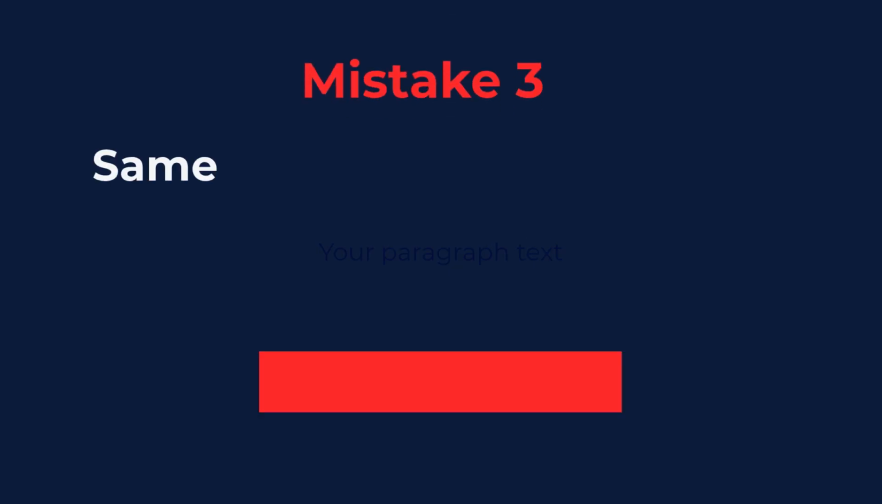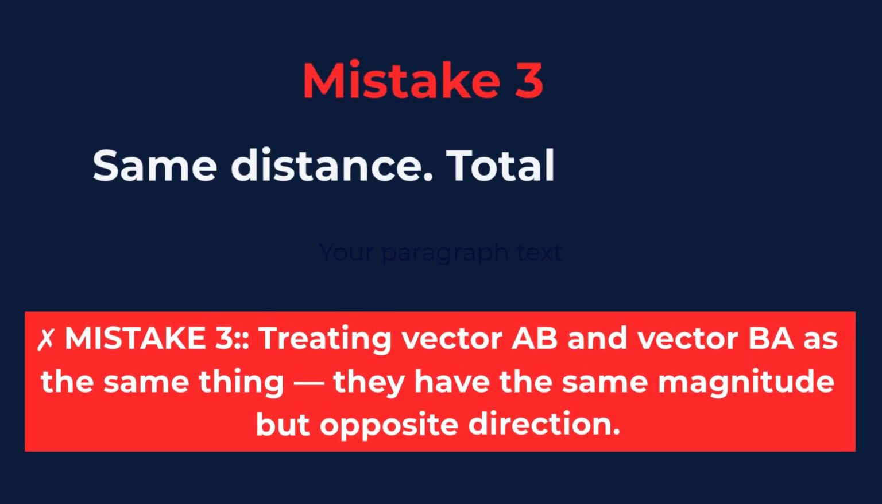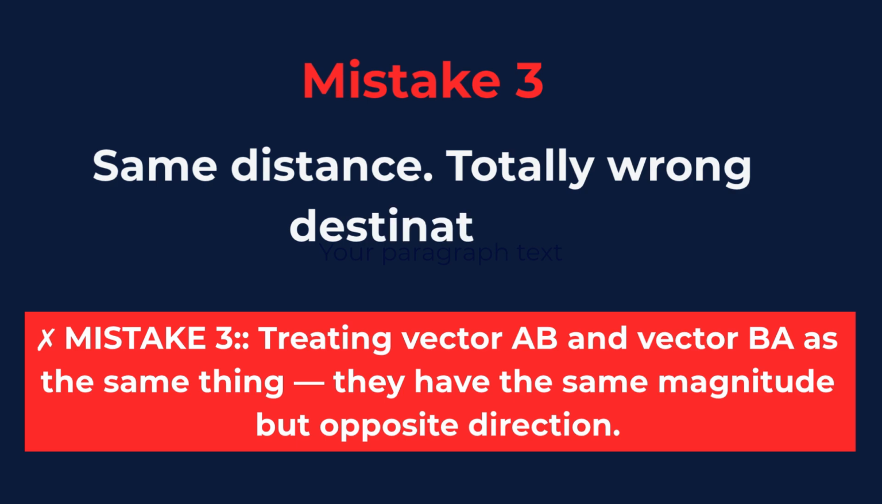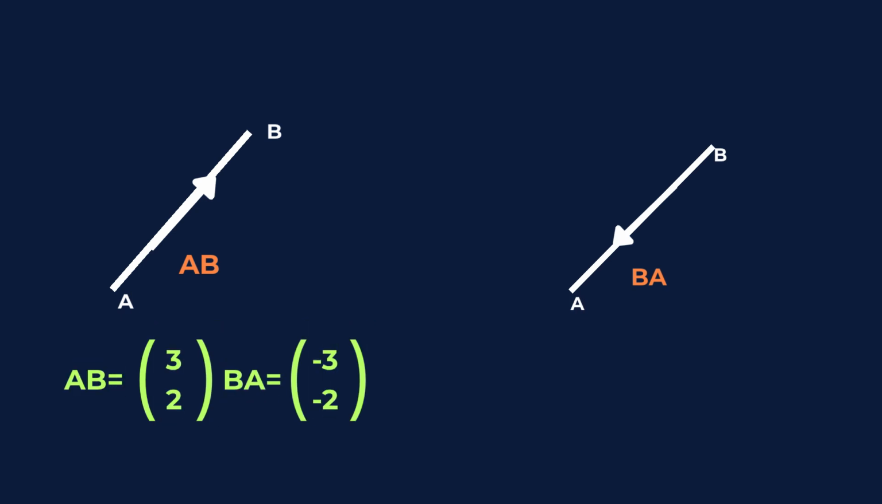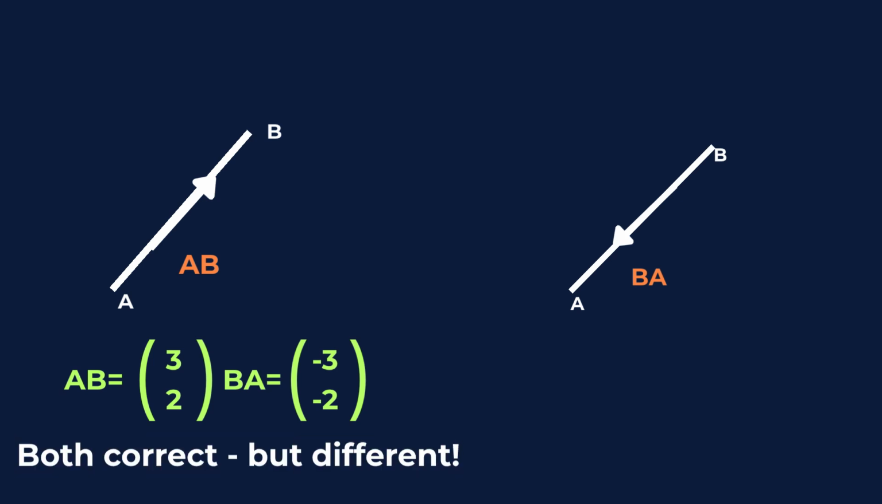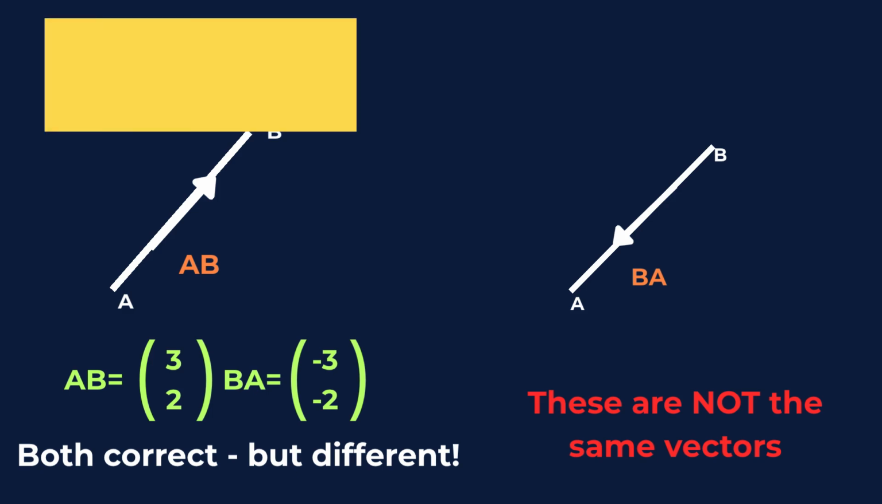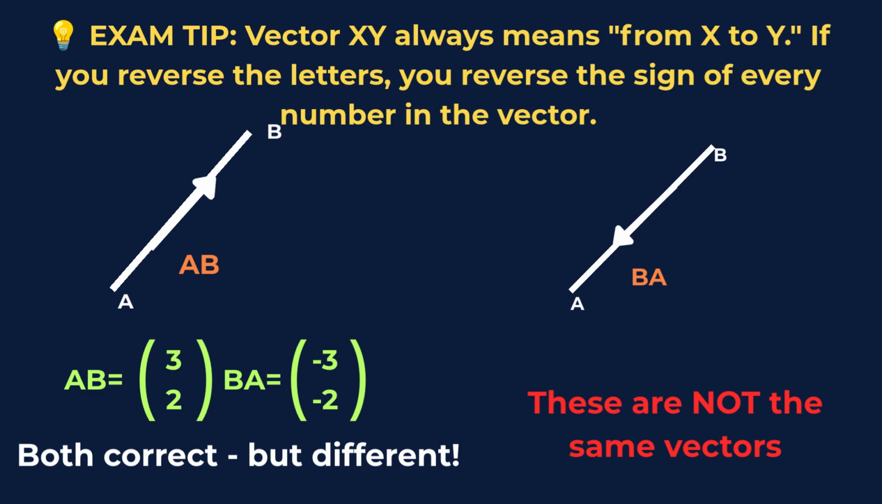Mistake 3. Vectors are not just numbers, they have direction. And forgetting that direction matters is one of the most common conceptual mistakes. Vector AB goes from point A to point B. Vector BA goes the opposite way, from B to A. They have the exact same length, but opposite direction, so BA is simply negative AB. If a question asks for BA, and you write the same as AB, you've lost the mark, even though your numbers look similar.